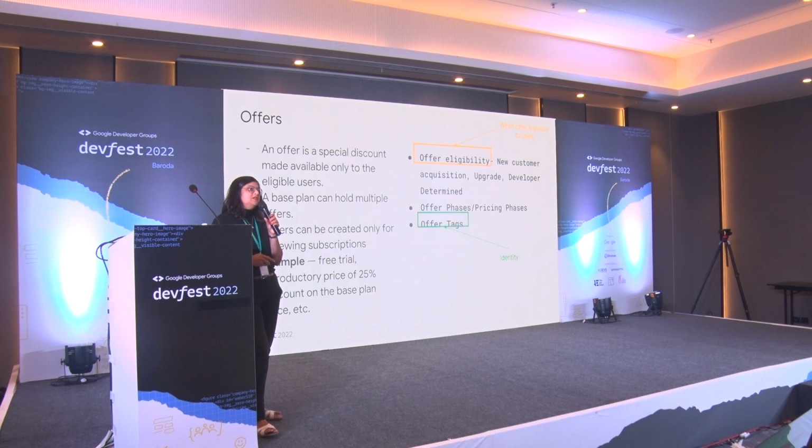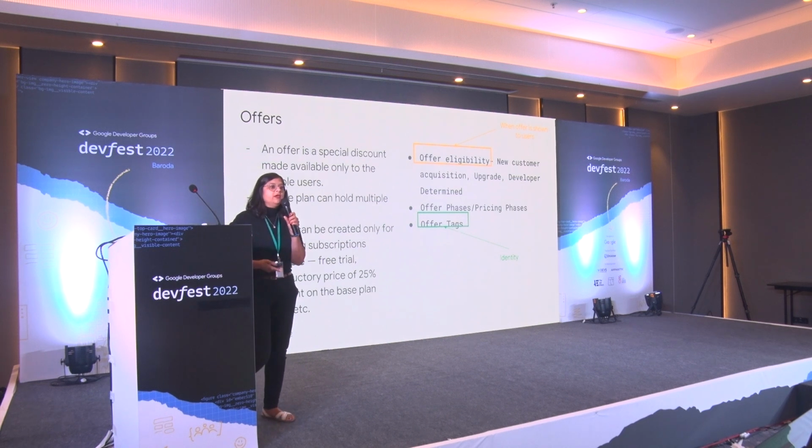Offer tags are very special identity holders in your subscriptions, which help you as developers understand which offers are eligible to the particular user that is using your app. Offer tags are very unique in their own way. You can have as many as 22 offer tags associated with one offer. Offer tags are returned only to the eligible user.